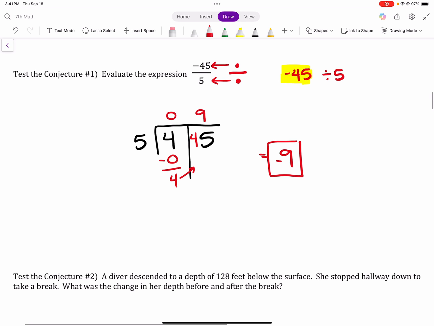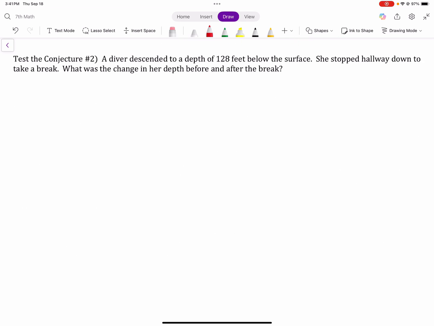Okay, let's move on to number 2. A diver descended, which means went down, so like a deep sea diver went down, negative, to a depth of 128 feet below the surface. She stopped halfway down to take a break. What was the change in her depth before and after the break? So let's draw a quick picture. Here's the water. She went down 128 feet, and I'm making that negative because it's below the surface. But she stopped halfway down to take a break. So here's where she stopped. Meaning I am splitting 128 into 2 equal pieces.